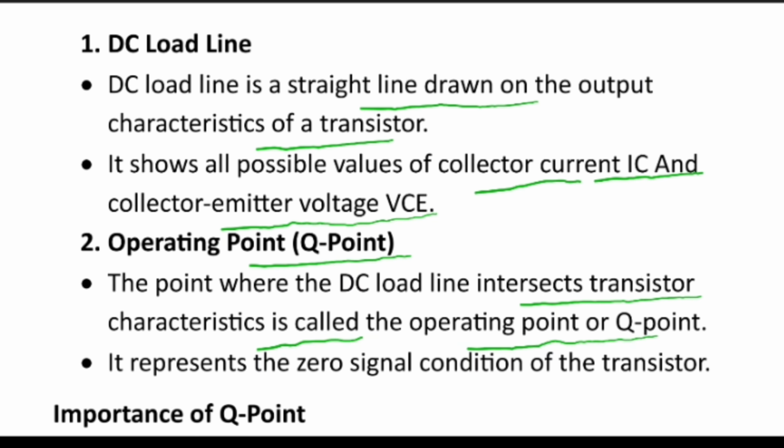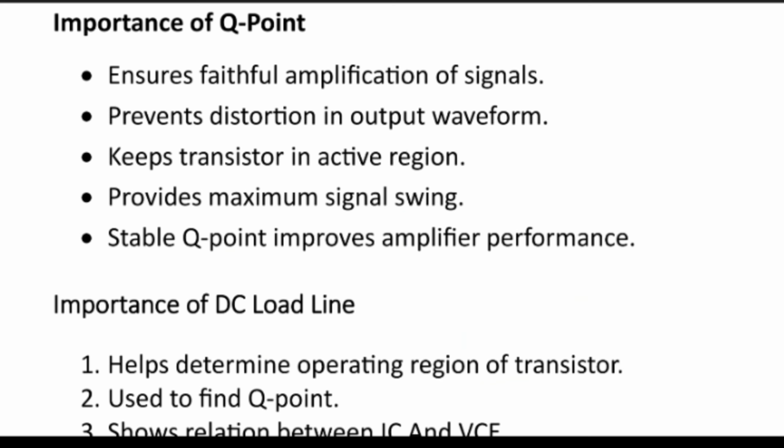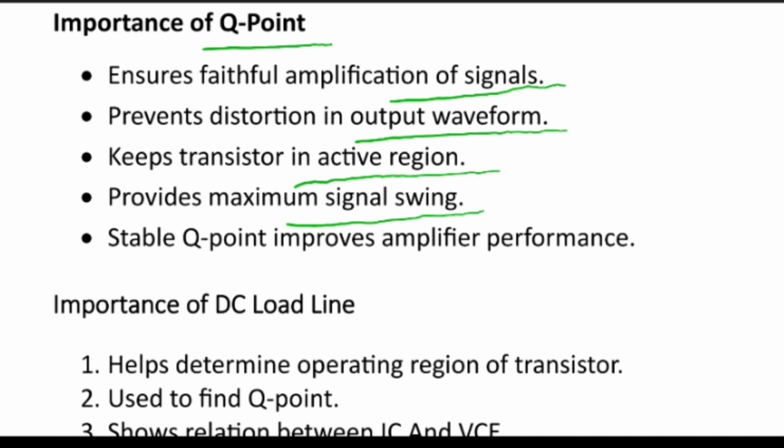It represents the zero signal condition of the transistor. Coming to the importance of the Q point, it ensures faithful amplification of signals and prevents deterioration of the output waveform. You can keep the transistor in the active region, which provides maximum signal swing, and it gives a stable Q point and improves amplification performance.